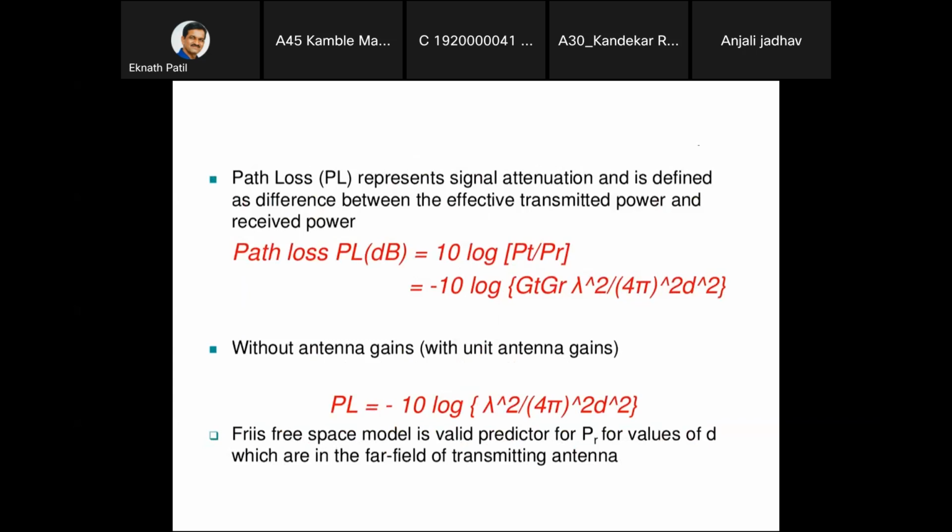Without antenna gain, that is with unit antenna gain, PL can be calculated. If the antenna gain is 1, we can write the equation as minus 10 log, with GT GR going to 1, and lambda square divided by 4 pi square d square.